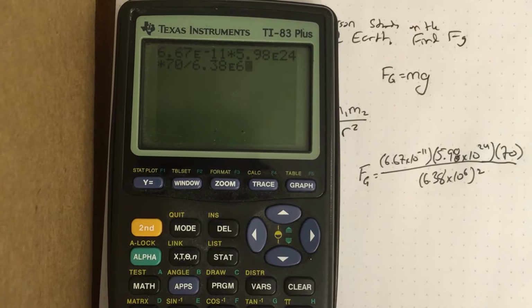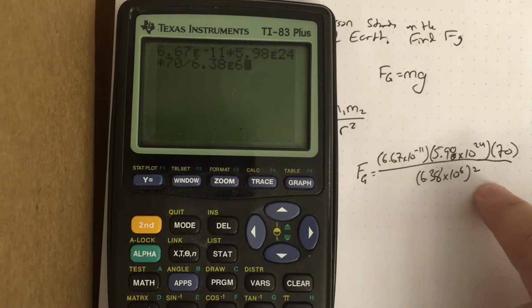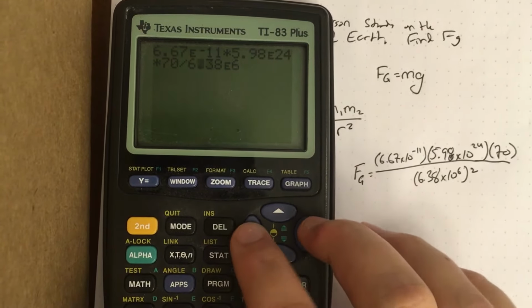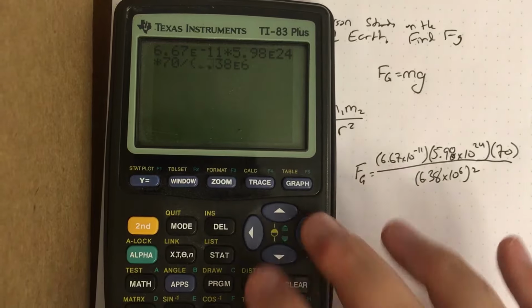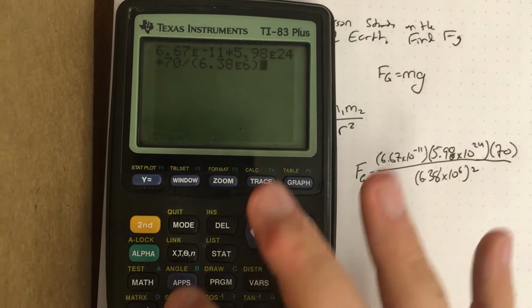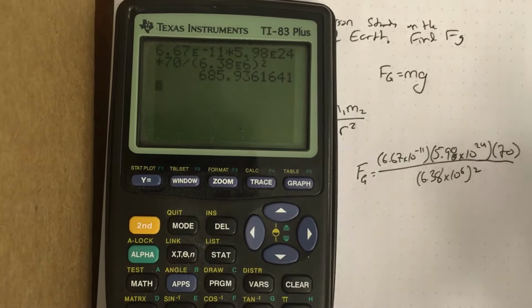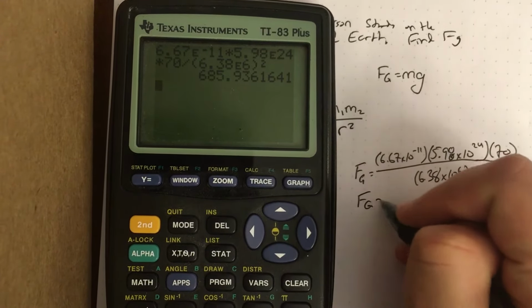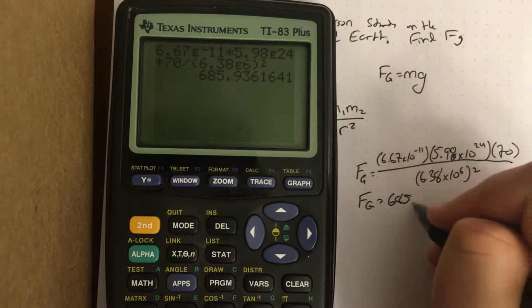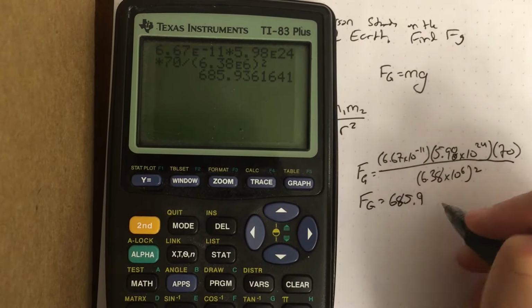And a common mistake is to forget to square the thing on the bottom. So I have to make sure I put that in parentheses and square it. And I get an answer that the force of gravity is 685.9 newtons.